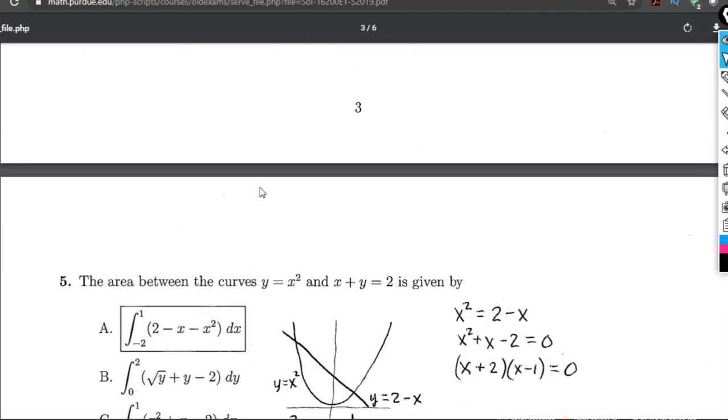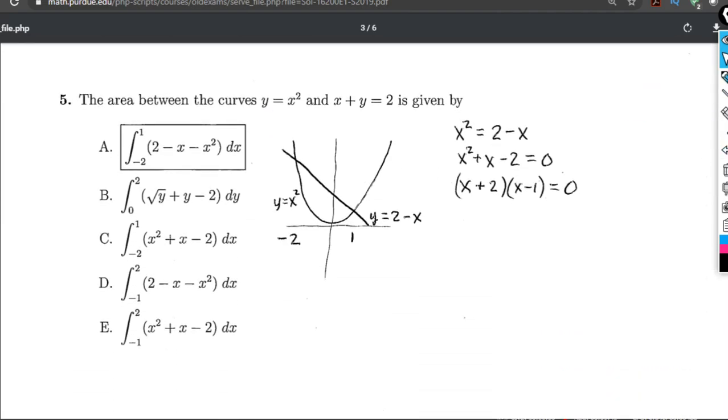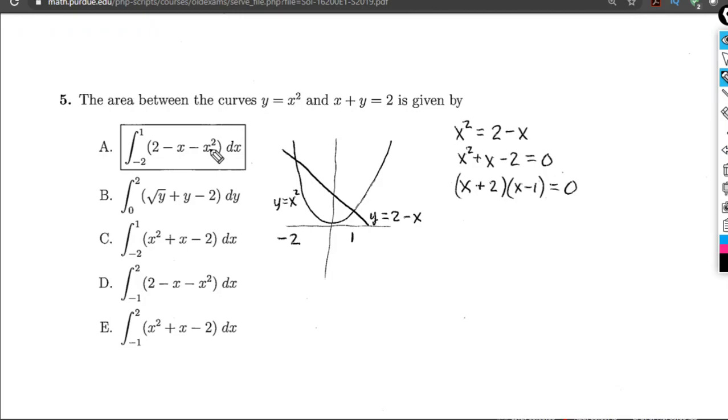Moving on to number 5, a classic area in between the curves question. So as always, I recommend graphing the functions out, and you'll get a clear picture. So the area we're looking for is here, highlighted in yellow, and we can see that the line of 2 minus x is actually above the whole time during this section.